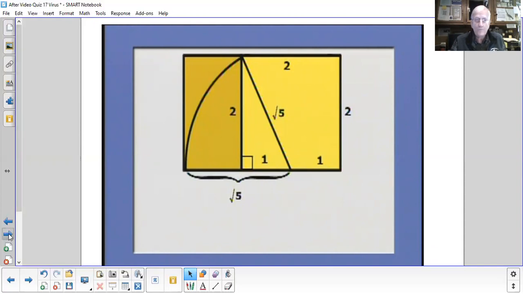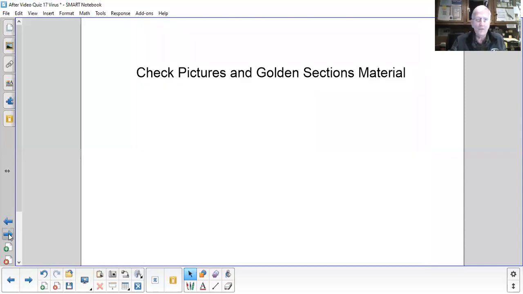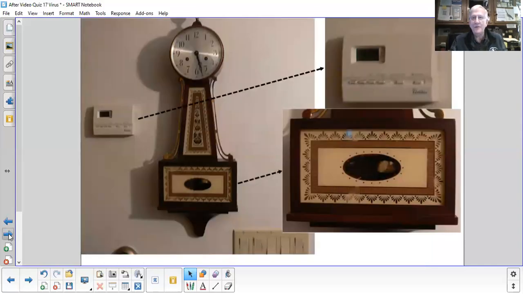So here are some pictures of some examples of golden rectangles. And these are ones I took around my house. If you look to your upper right corner here, this looks like a thermostat. That's pretty close to a golden rectangle. Its length compared to its width is the golden ratio, probably 1 plus the square root of 5.